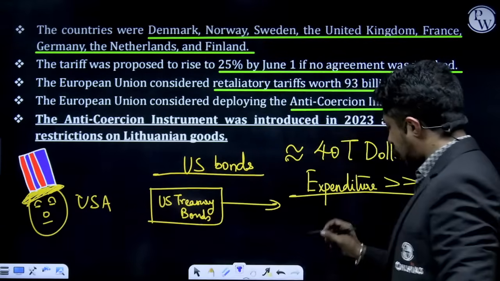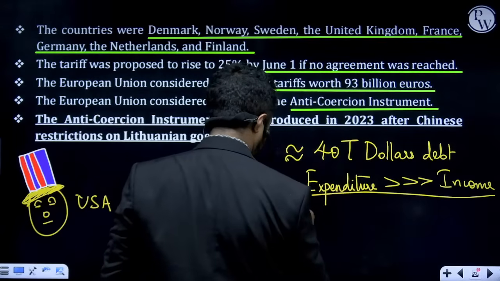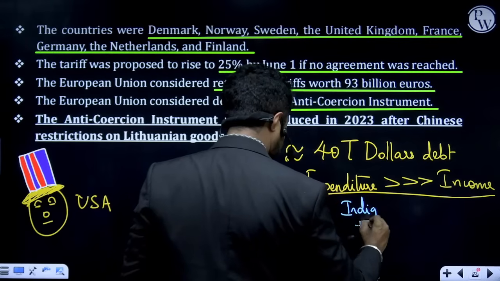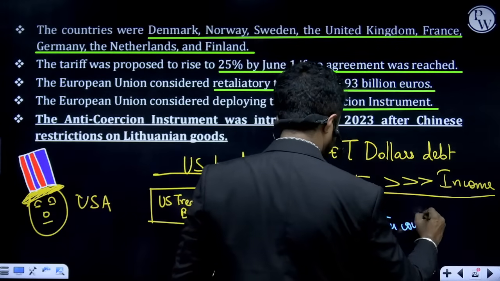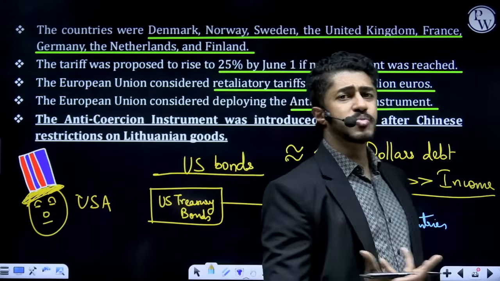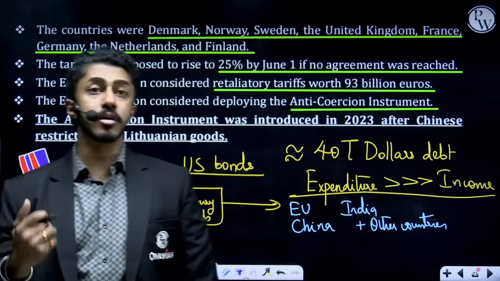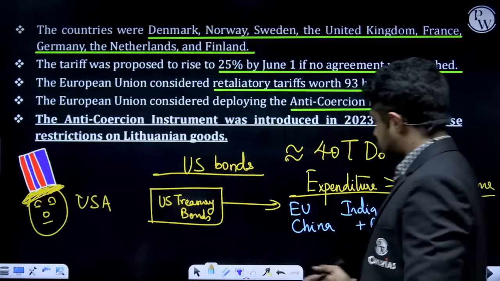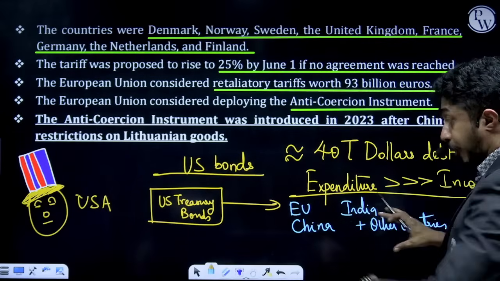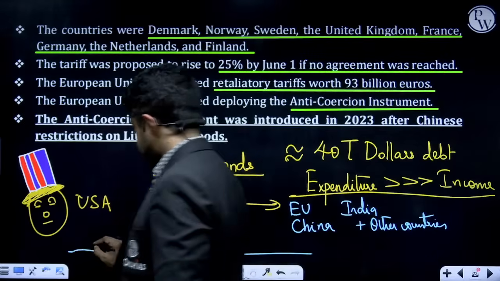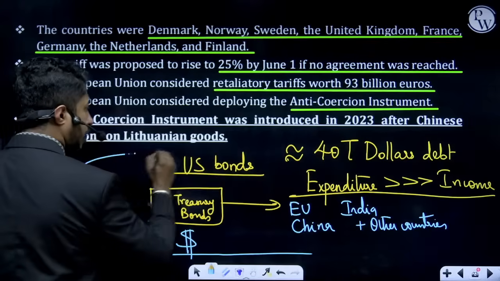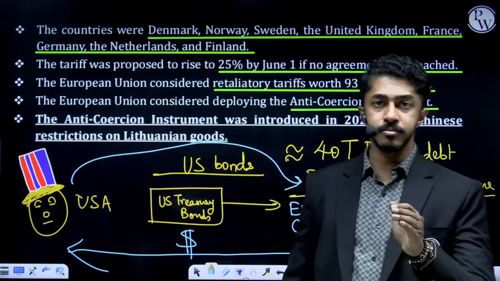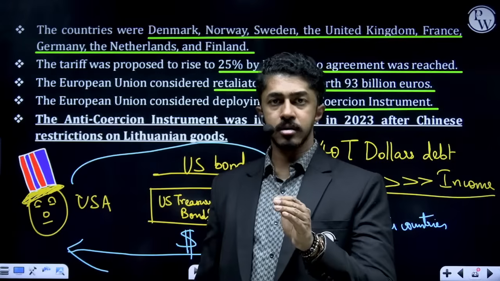Bonds are issued, and these bonds are actually bought by European Union, China, India, plus other countries. Why? Because US bonds are a good investment option. It will give you return. Every month you will get payment in dollars. So, bonds are bought by these countries, and they give them what? To USA? Dollars. These dollars are used to fund the expenditure. This is how the economy works. Got the point?